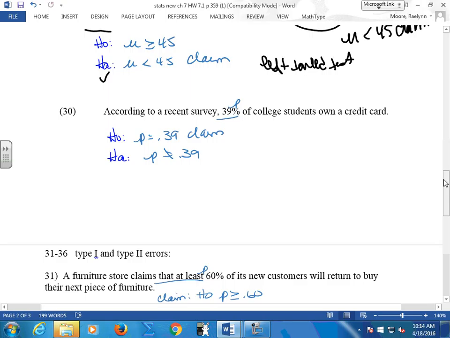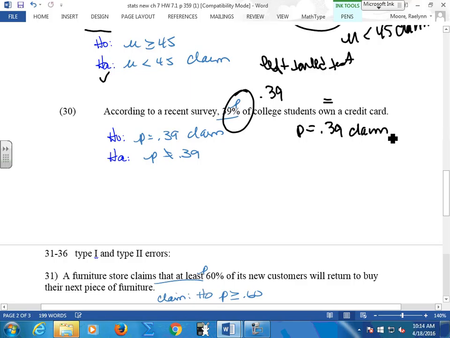According to a recent survey, 39% of college students own a credit card. So you have to play with the words a little bit here. Owns is the same as has one, have one, or whatever. So here's your claim. This has an equal sign. This is an H0. The opposite is not equal. Because we have a not equal, the test is a two-tailed test. And we're going to see that in a minute. But just so that you know, the not equal will have a two-tailed test.